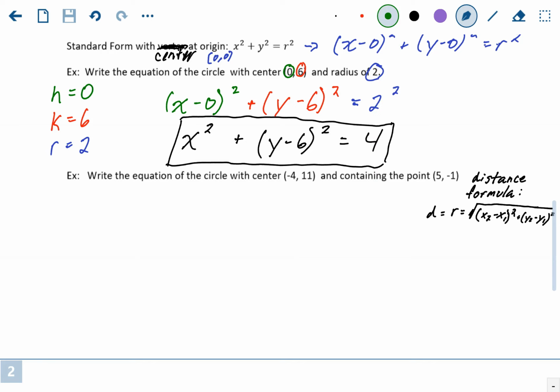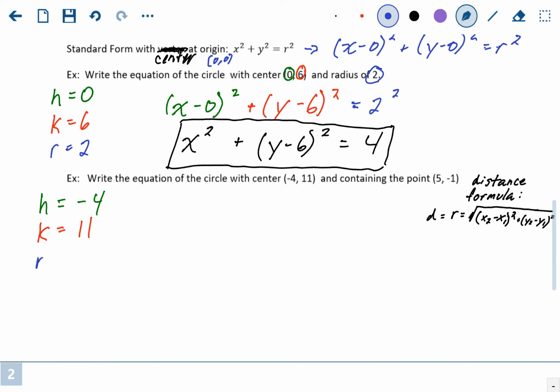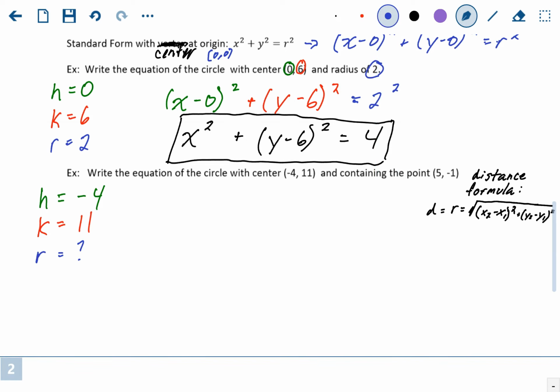Okay. So we'd start by identifying h and k. h is the x value of the vertex, which is of the center. I keep saying vertex. It is -4. k is the y value, which is 11. And we don't know r. That's what we need to find. So to find r, we're going to use the point, because the point is an ordered pair. The point is going to be our x value and our y value.